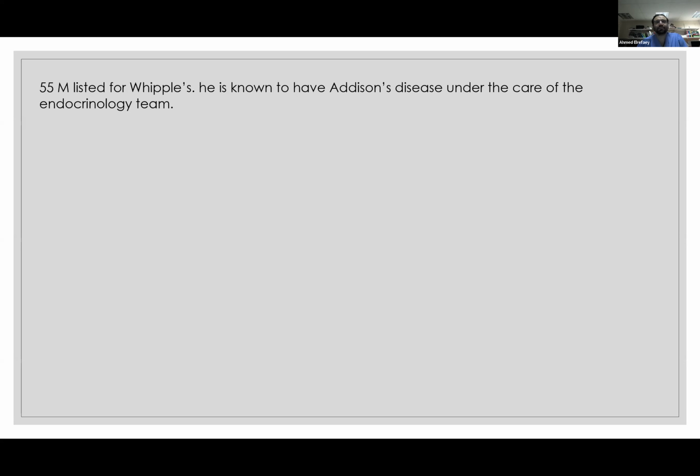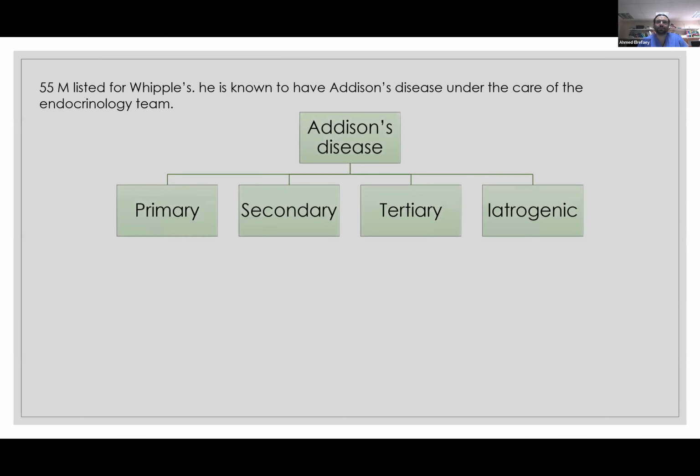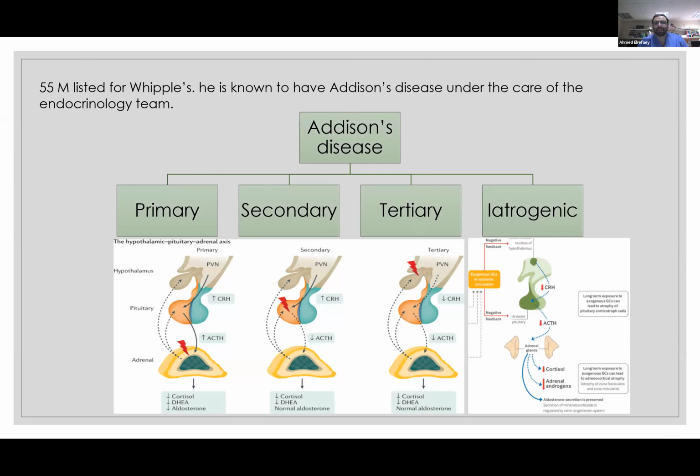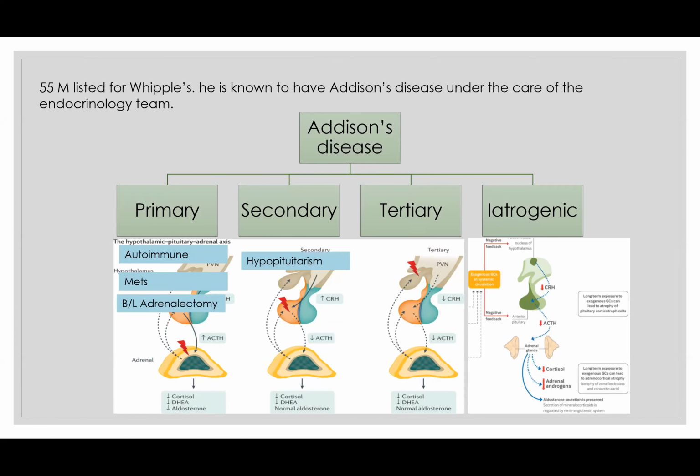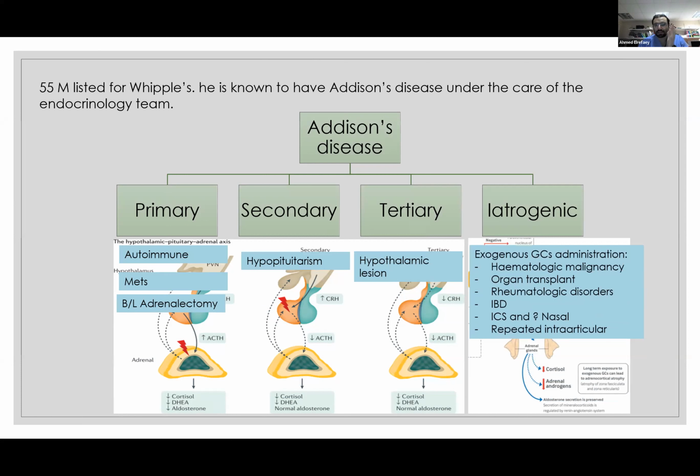Another patient who's 55, male, listed for a Whipple's operation. He's known to have Addison's disease under the care of the endocrinology team. Addison's disease, we have discussed before. We have primary, secondary, tertiary, and iatrogenic, and we have explained these graphs. The primary can be autoimmune or metastatic cancer in the adrenal glands, or a patient who had a bilateral adrenalectomy. For the secondary, it's hypopituitarism, and tertiary, it's hypothalamic lesion, and iatrogenic, where we have exogenous glucocorticoids or other things.